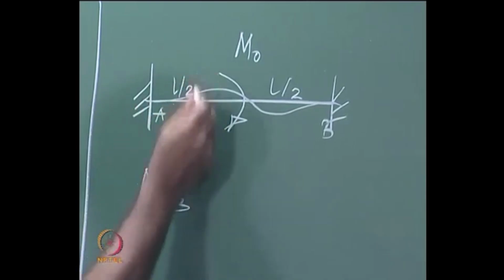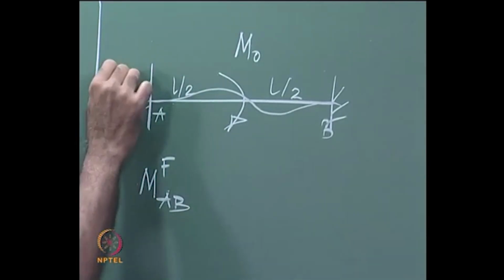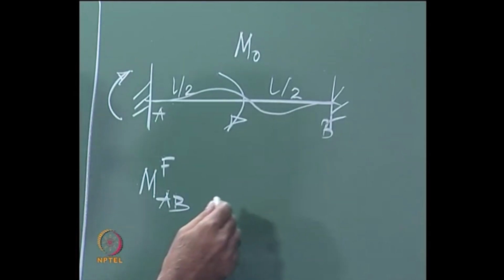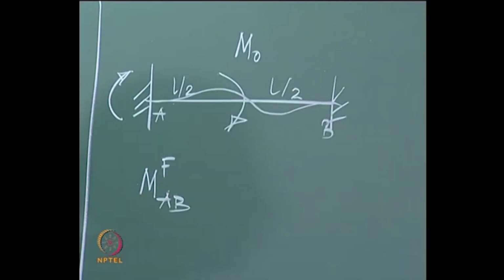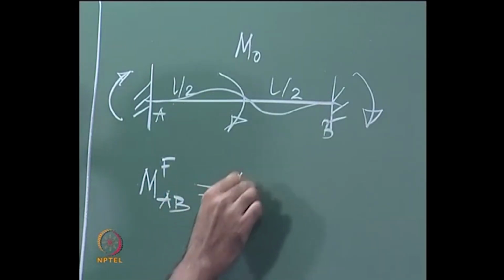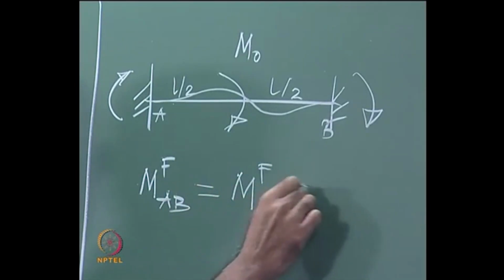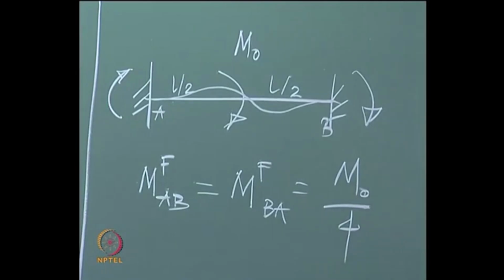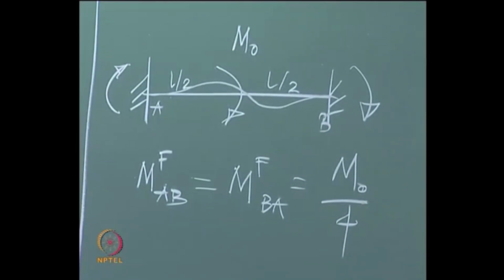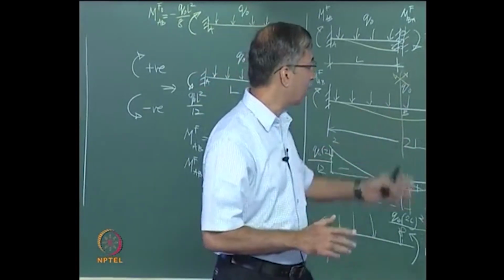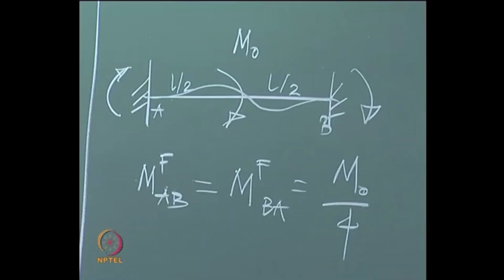Well, this part looks like it's being lifted up, so it will be clockwise, and this is being pushed down, so it will also be clockwise. So this is another rare case where MFAB is equal to MFBA, and the answer, which is worth remembering, is M naught by 4. Some standard cases worth knowing. In the table I have given you a generalized formula where the concentrated moment is located anywhere in the beam, but in the middle it will be M naught by 4. So far so good. Can we proceed?